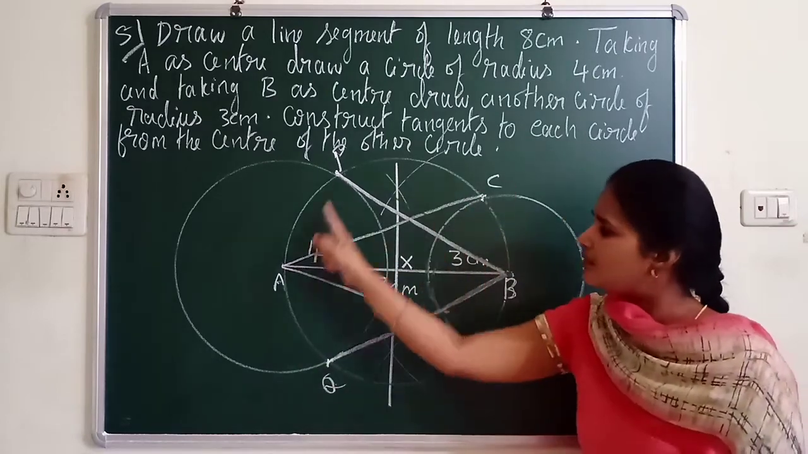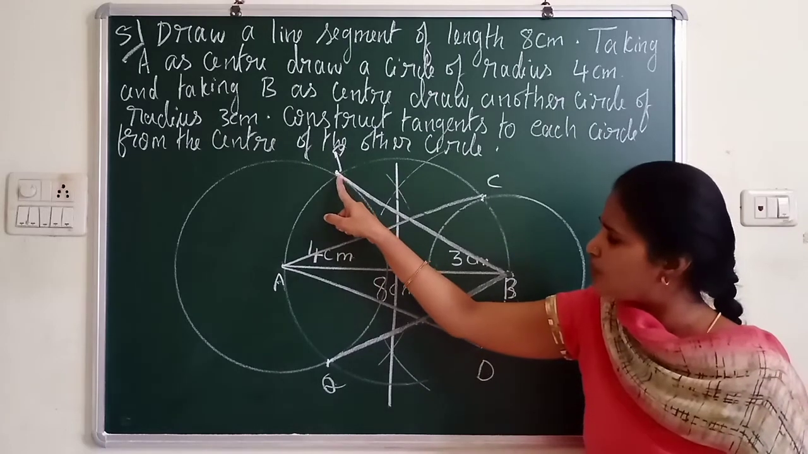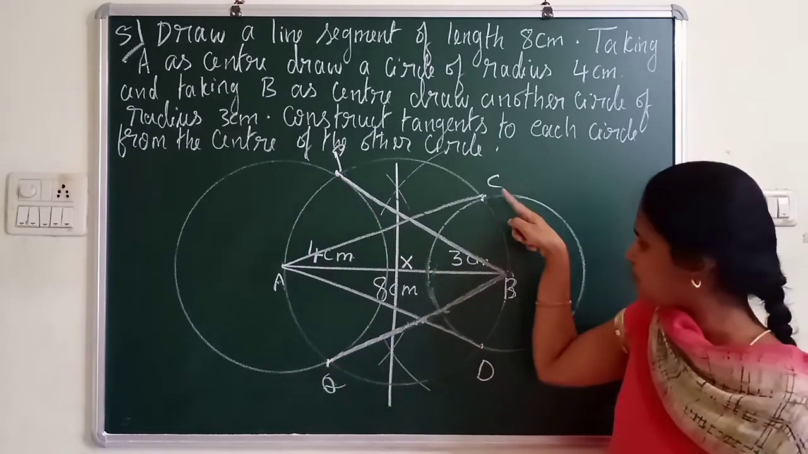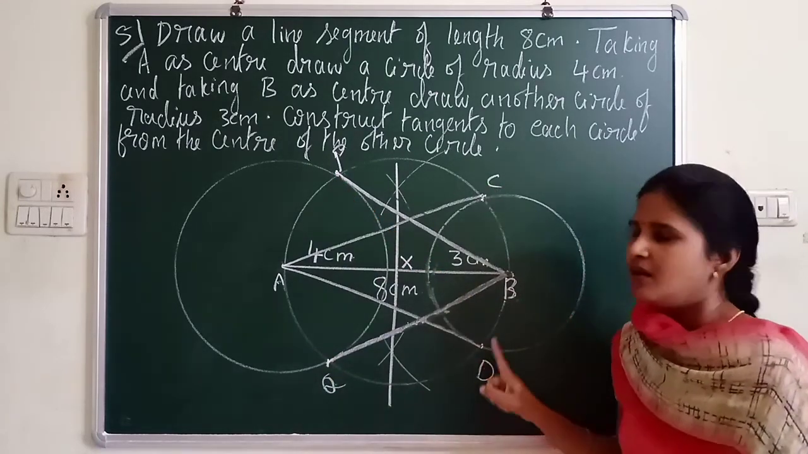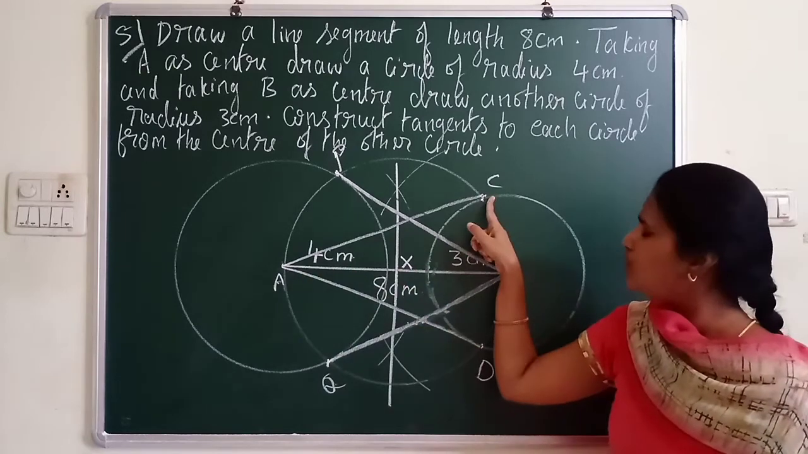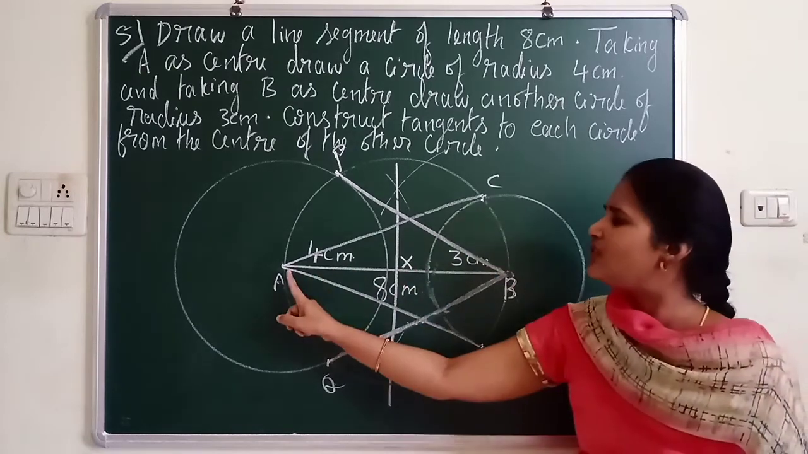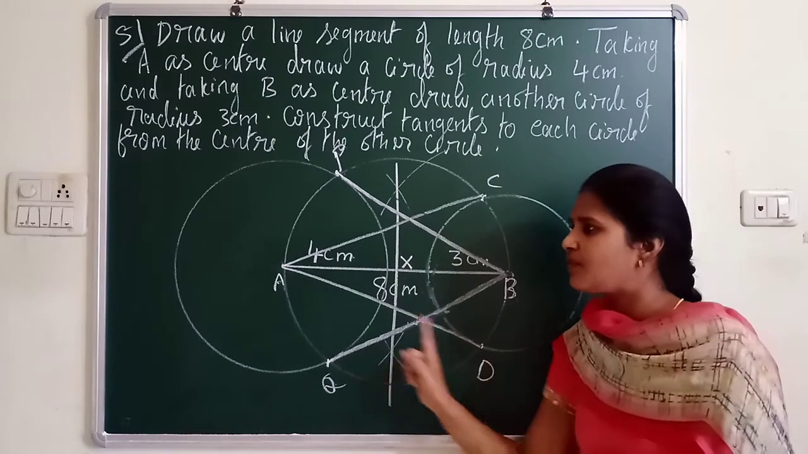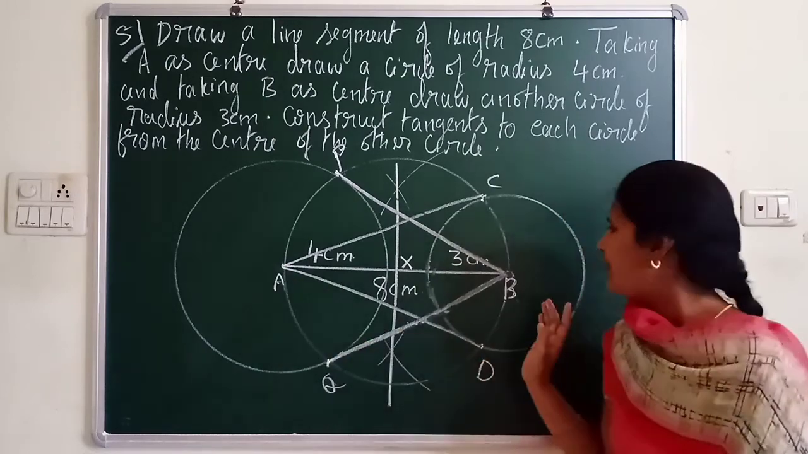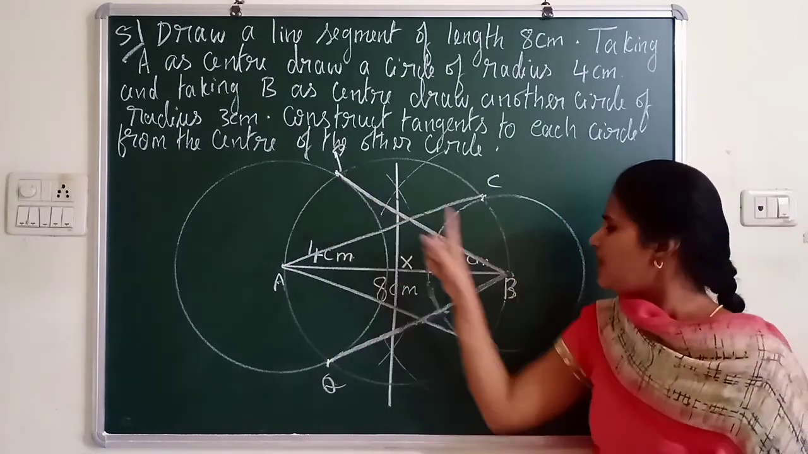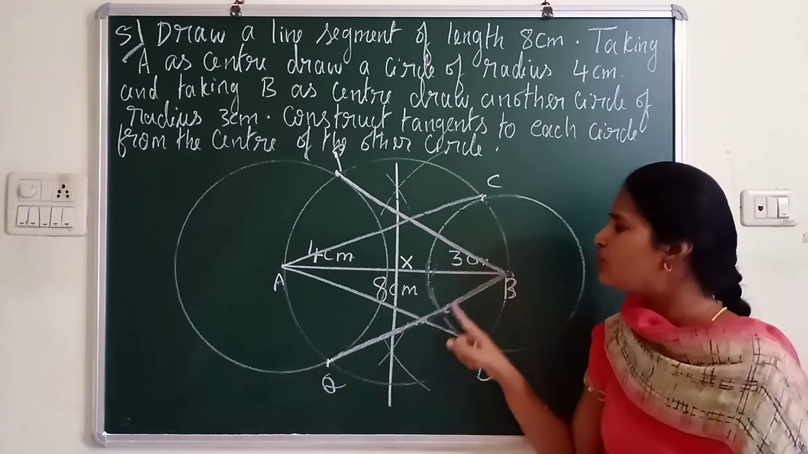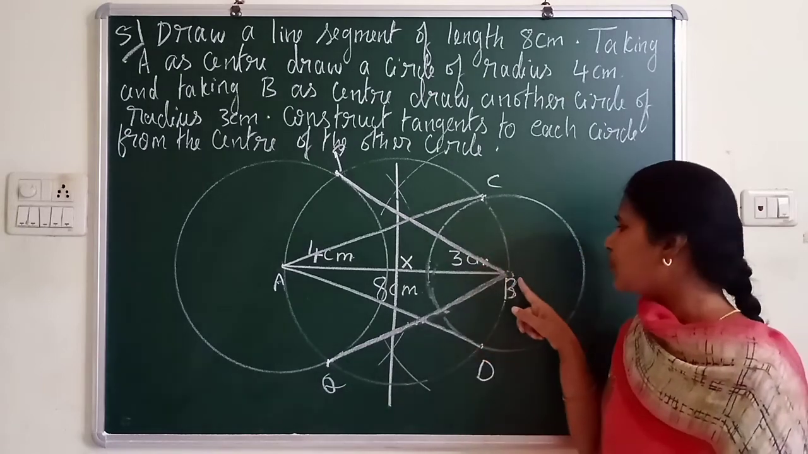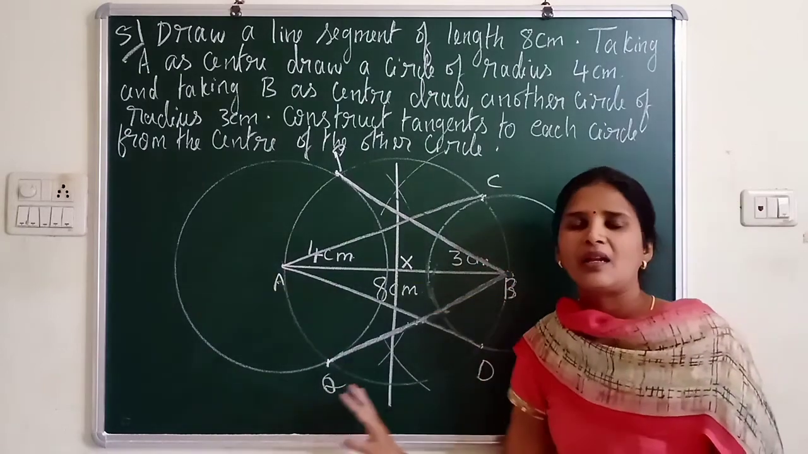You can see that the third circle meets at these points P and Q and also C and D. Now, from A, you join to C and D. So, you get the tangents AC and AD from the point A. And join B to P and B to Q. So, these 2 tangents are the tangents from the point B to the other circle.